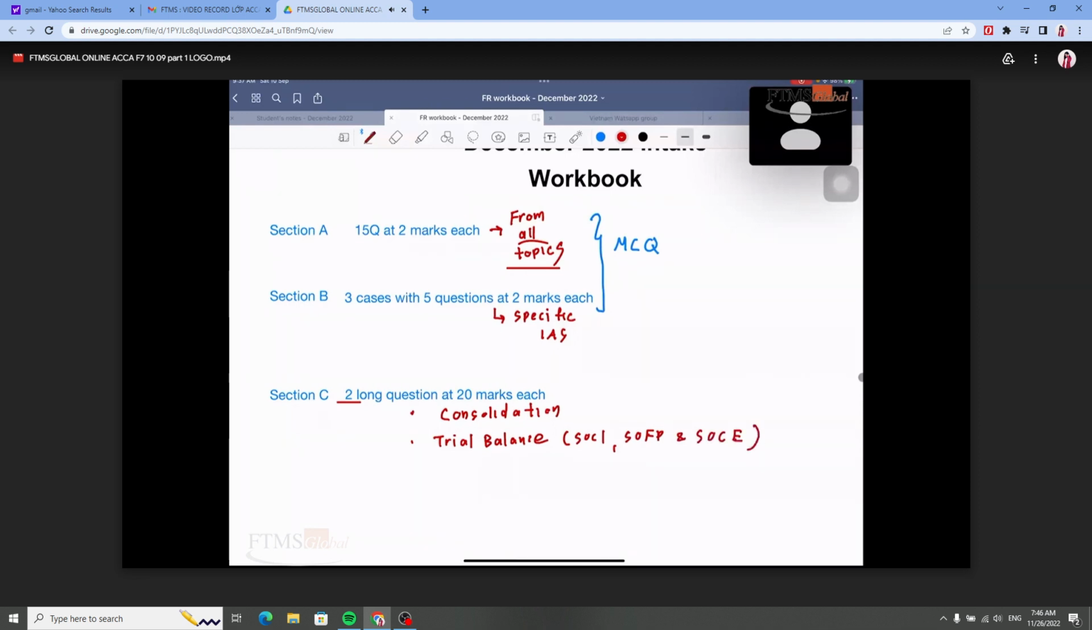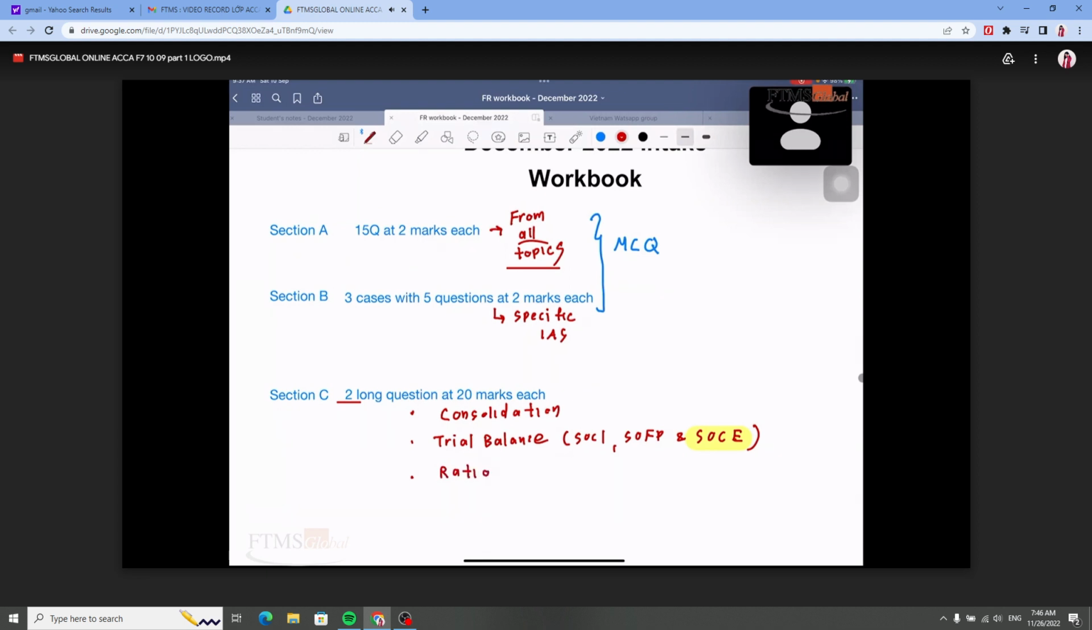I see in recent exams this is becoming quite common. A lot of people only know how to do SOCI and SOFP. Maybe they are not so well versed in SOCE. So be aware that you are required to prepare a SOCE. And number 3 is either ratio analysis or cash flow.